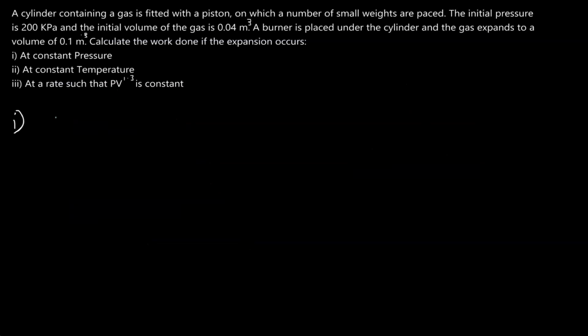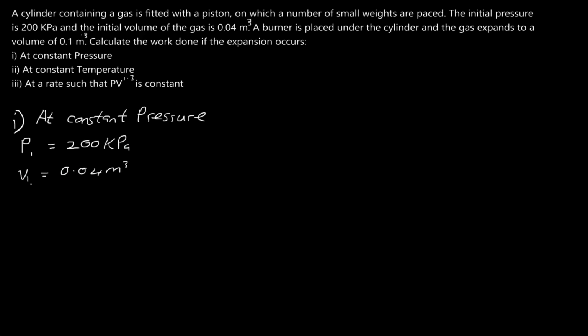So for the first process, a constant pressure process, we know that P1 equals 200 kilopascals, V1 is 0.04 meters cubed, and V2 is 0.1 meters cubed. We can calculate our work done using the relation W12 equals the integral of PdV from state 1 to state 2.